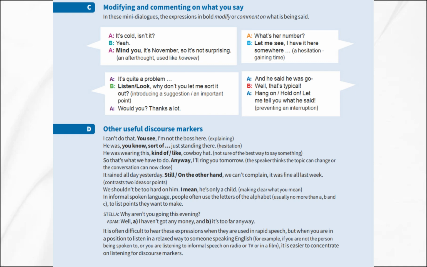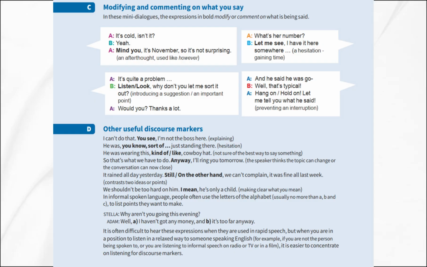Modifying and commenting on what you say. Now let's look at how we use discourse markers to add extra thoughts or comment on our own words during a conversation. Imagine this exchange. A: "It's cold, isn't it?" B: "Yeah." A: "Mind you, it's November, so it's not surprising." Here, mind you functions like however. It introduces an afterthought that adds a contrasting or balancing idea.